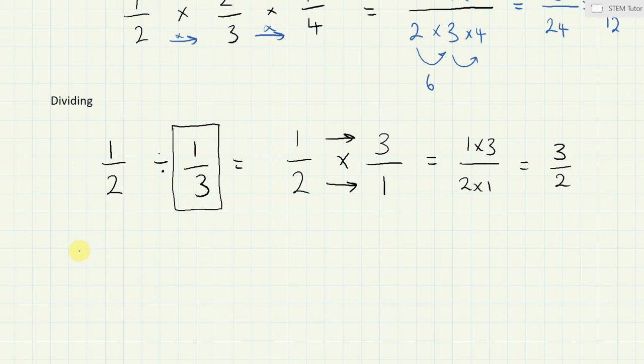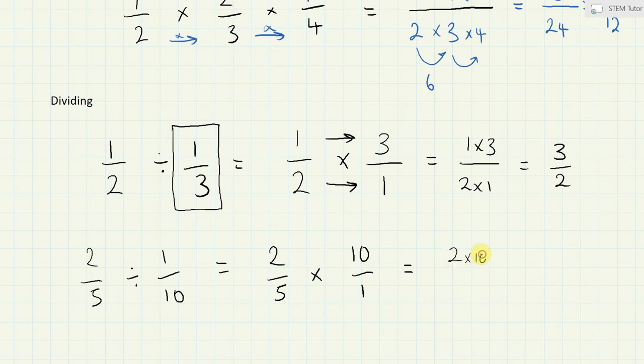So let's just do another example just to set this in stone. So if we had 2 over 5 divided by, let's say, 1 over 10, then that becomes 2 over 5 remains the same, multiplied by 10 over 1. And then again, it's multiplying now, so you multiply along the tops and along the bottoms. So that's 2 times 10 over 5 times 1, which gives us 20 over 5.